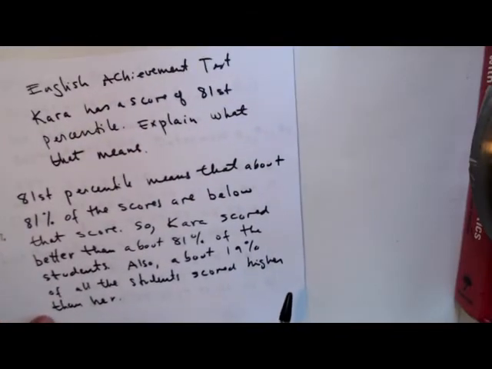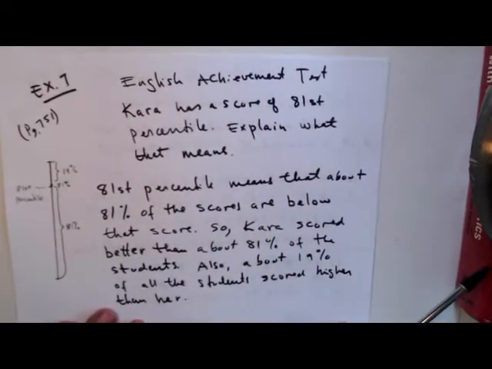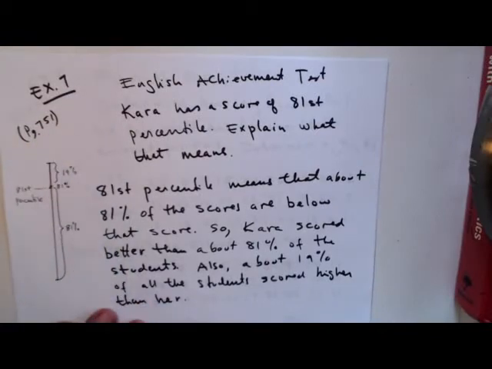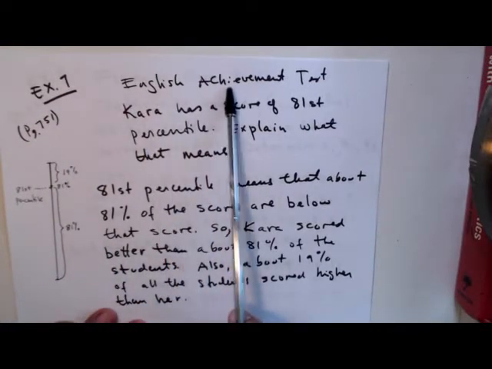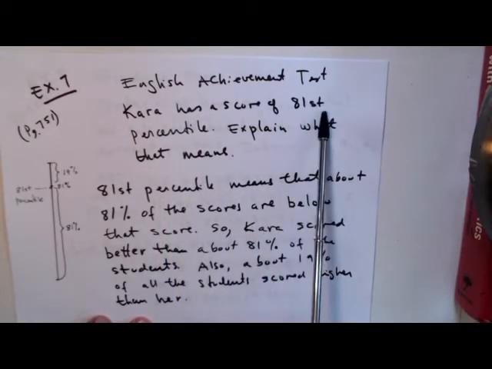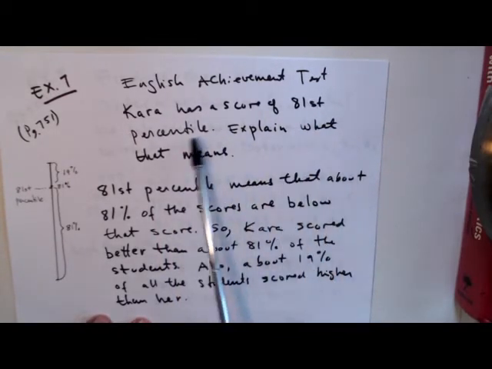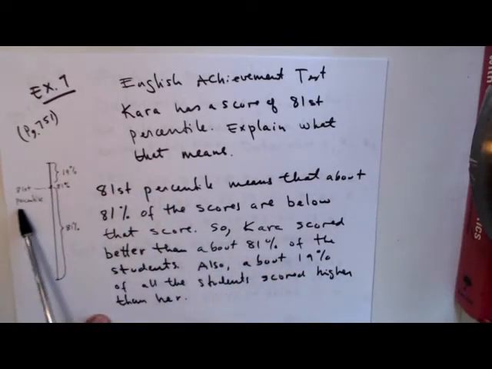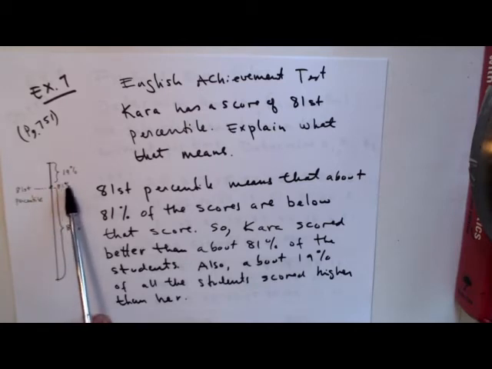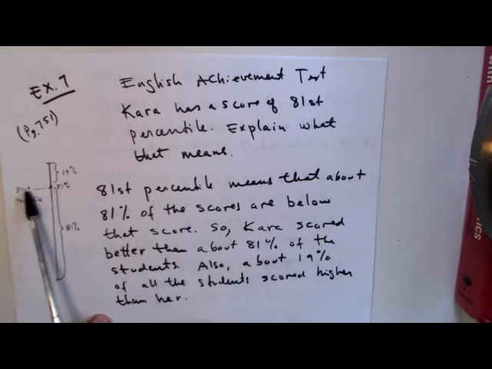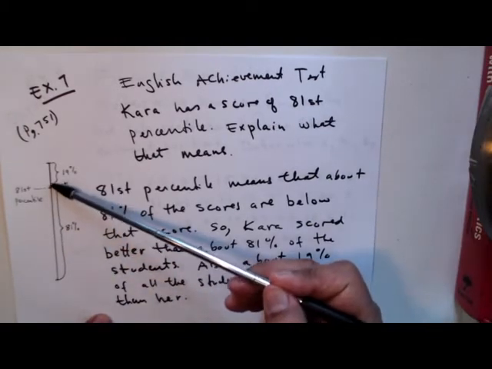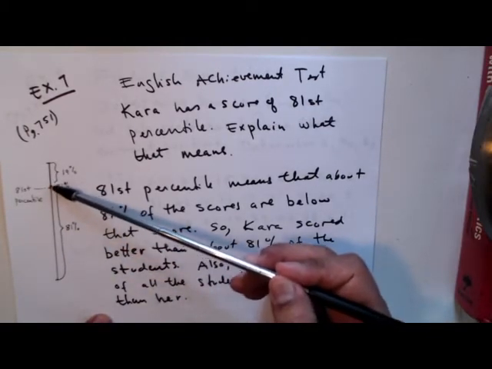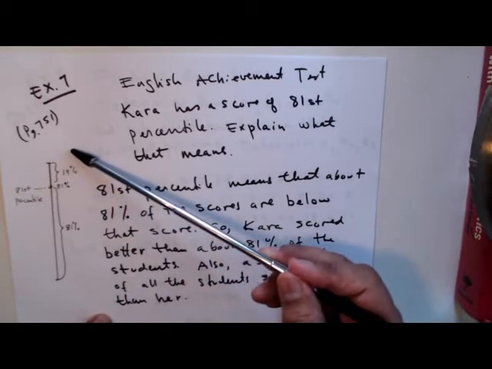Now let's have an example here. Example 7, page 751. English achievement test. Cara has a score of 81st percentile. Explain what that means. So here is a pictorial, right? It's the 81st percentile. So that means that 81% is represented by the 81st percentile. So graphically, you know that it has 81% below and 19% above.